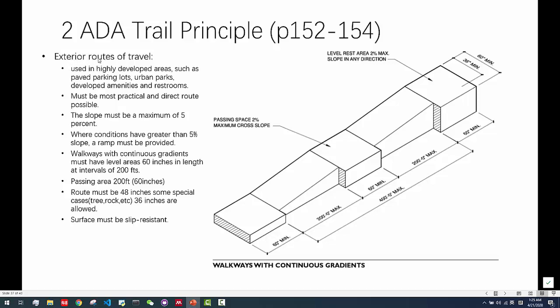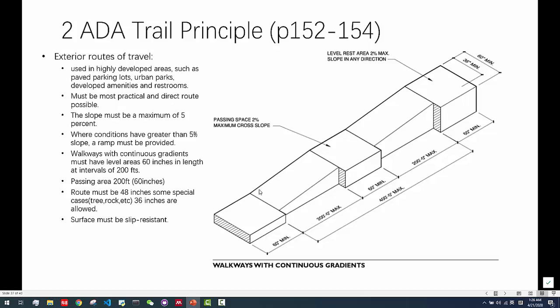So that's the exterior route of travel. That's basically what landscape architecture looks for. Here are some bullet points. It's pretty much what I was talking about just now. In urban parks, parking lots, amenities, and rest areas, you want to develop amenities and restrooms, and you want a practical, direct route.